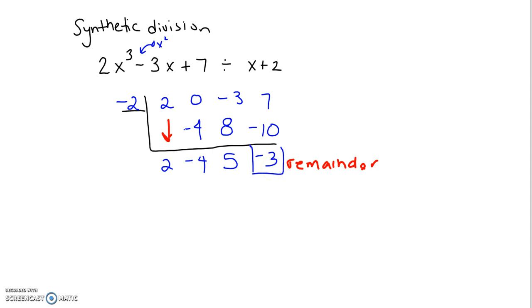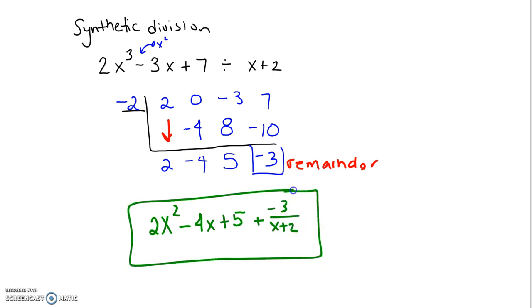So now writing the final answer, we are always down a degree because we had a cubic, something to the third, and we divided it by a linear, so we're going to end up with an x squared being the degree of our quotient. And I'm just going to take all of these numbers here, and those are going to be the coefficients to my quotient. And we'll add in -3 over x plus 2, and here's our final answer for the division.